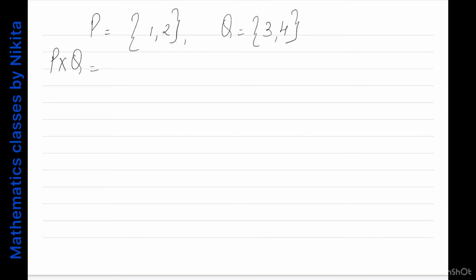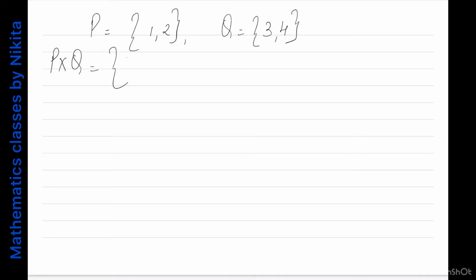Suppose my set P is {1, 2} and Q is {3, 4}, and I want to find what is P cross Q. Now apply the definition. P cross Q is the set of all ordered pairs of elements from the set P and set Q.